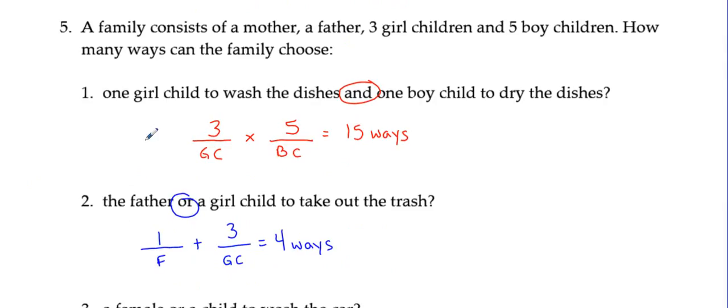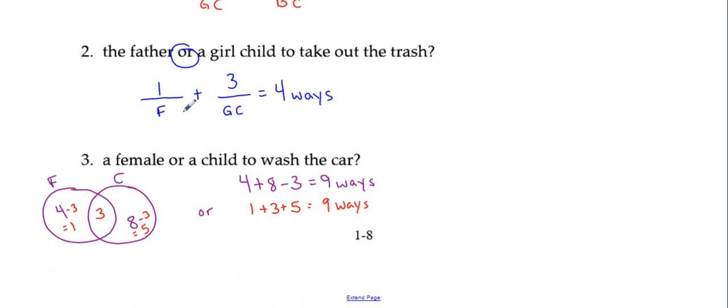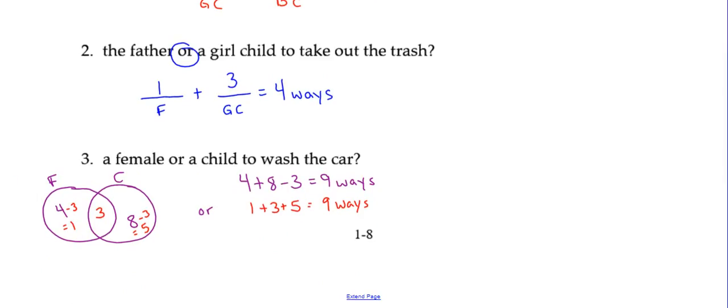Question 5, you wanted a girl child and a boy child, so that's 15 ways. Number 2, you wanted the father or a girl child, so that's 4 different ways. Question 3 was non-mutually exclusive again. It's a female or a child. There's 4 females plus 8 children, but minus 3 that are both female and children. So that was 9 ways.